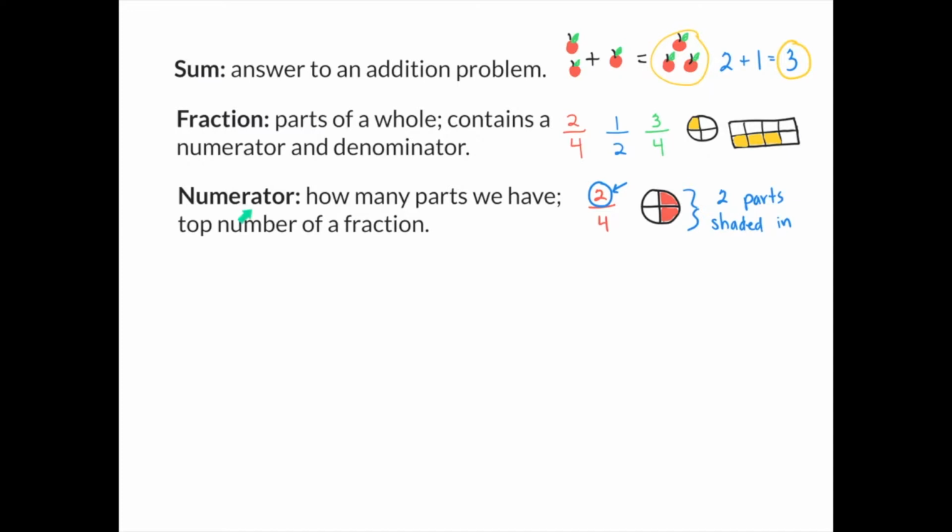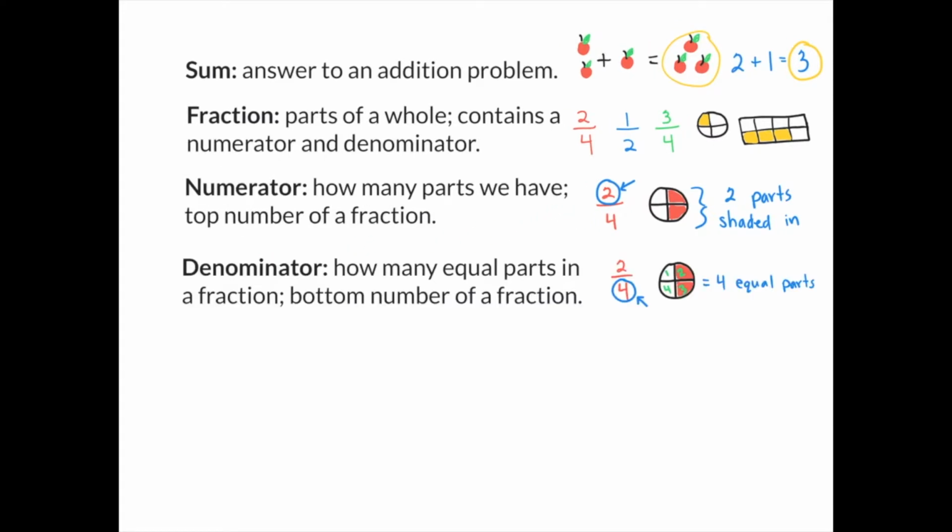Our next word is numerator. Numerator is how many parts we have. It's the top number of a fraction. Another important word is denominator. The denominator is how many equal parts in a fraction. It's the bottom number of a fraction.